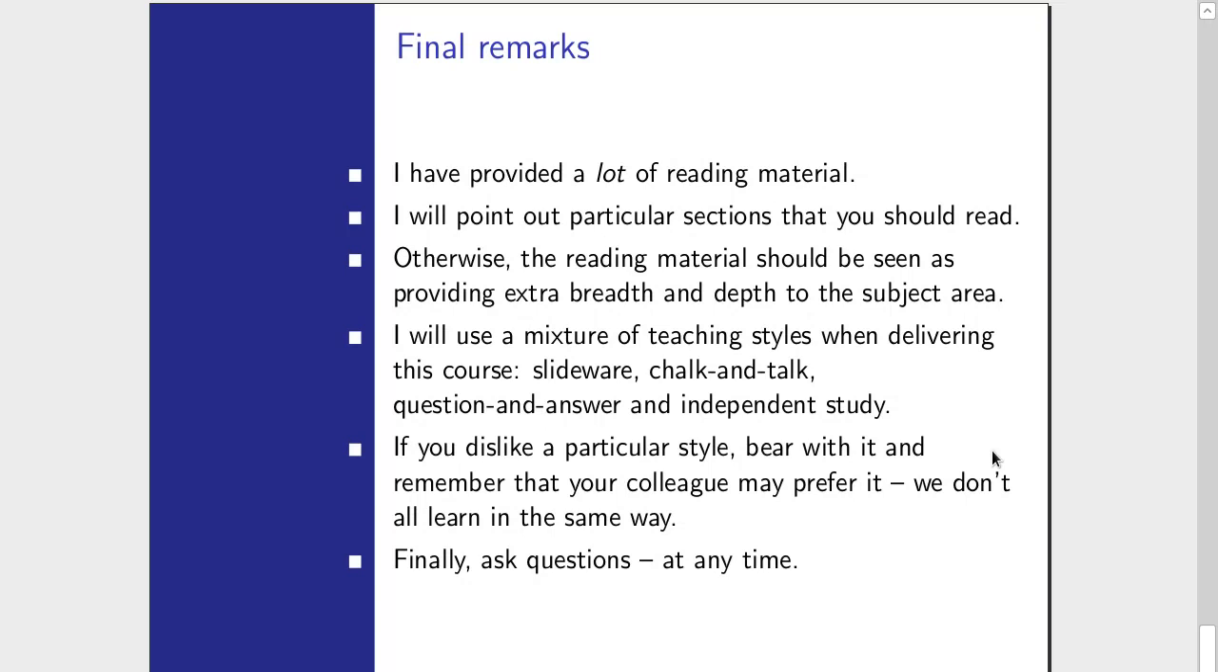Usual thing, some people like different styles. If you don't like a particular style, bear with it, and remember your colleague may prefer it, because we don't all learn in the same way. But tell me, I'm quite happy, if you don't like this particular mode of teaching, tell me, and we can modify it. And the other thing is, ask questions all the time. That's the only way to learn. Just ask questions all the time.